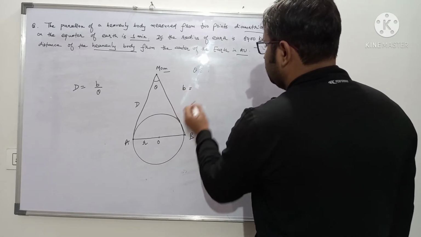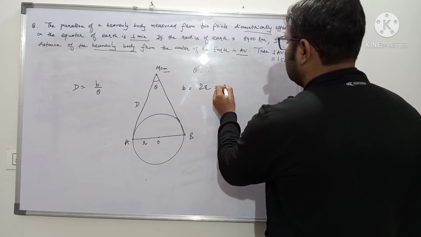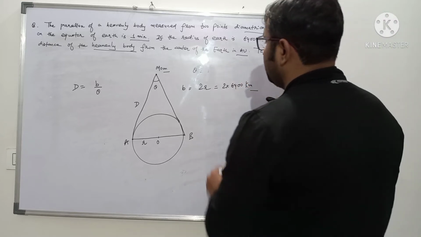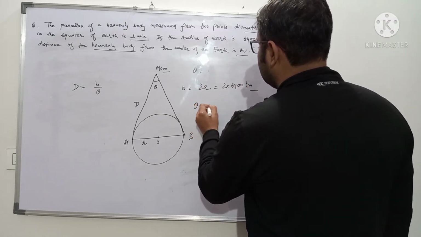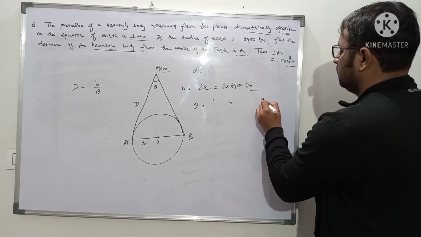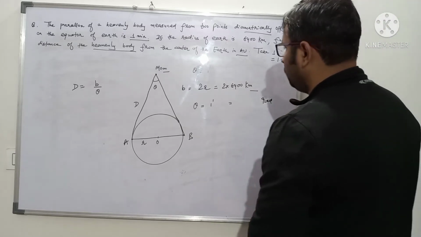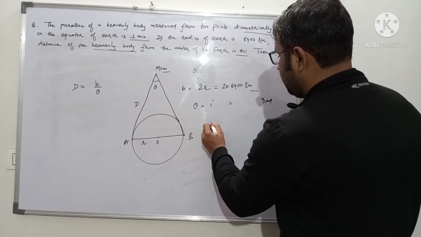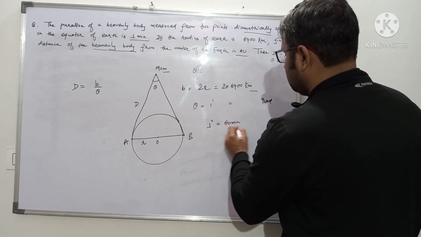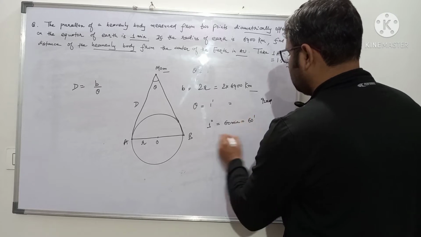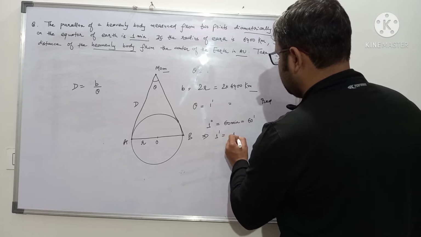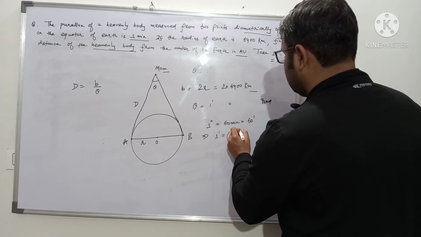And B is equal to 2 into R, where R is my radius. Now I have to convert this 1 minute into radian. How will I do that? Since we know that 1 degree is equal to 60 minutes, which implies 1 minute is equal to 1 by 60 degree, right?